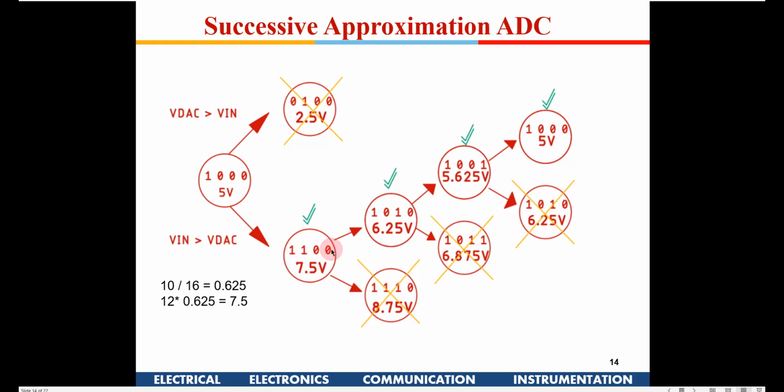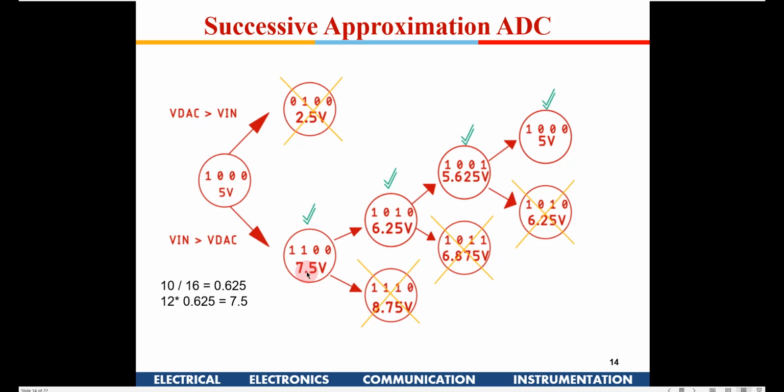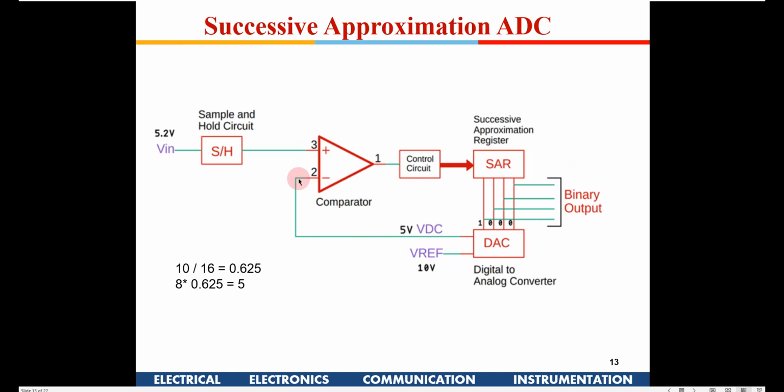What is this voltage corresponding to? This is digital to analog. So I have 1100 now. What is the corresponding analog voltage? We saw that 1100 is 8 plus 4, which is 12. 12 into 0.625 is 7.5. So now here I have got 7.5.